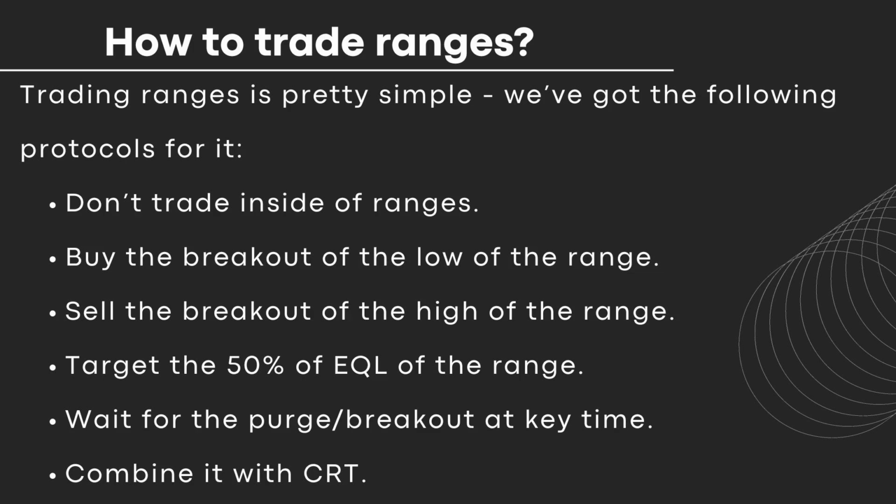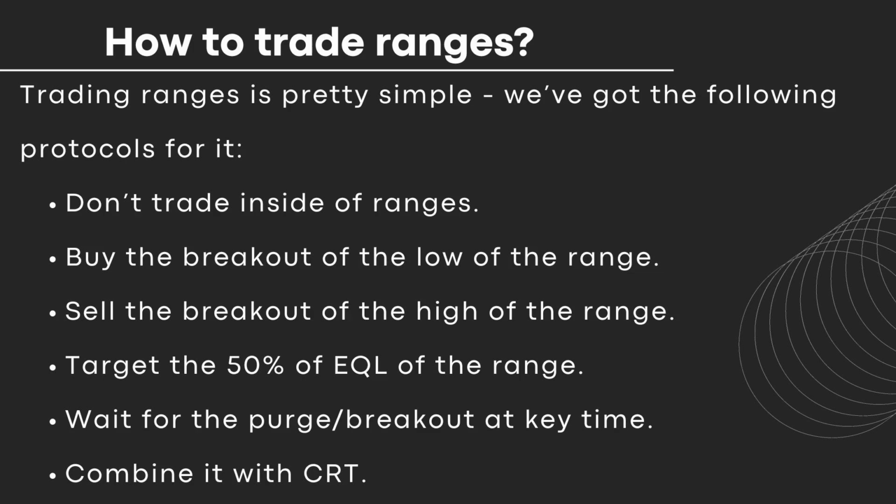Next one we've got is an important protocol for targets. Now this one says that you must always target 50% of the equilibrium of the range. Whenever you get an entry, and you get a proper entry, you must always have the 50% of the range as your first target.